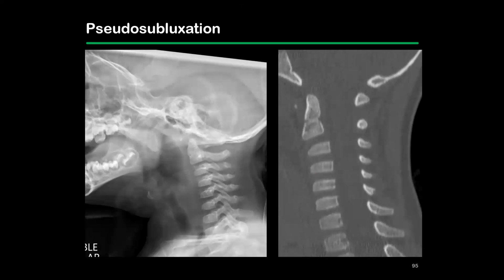We see this in kids under 8 because they have very large heads and more lax ligaments. And so what you'll end up seeing is the anterior and posterior vertebral body lines may be a little bit offset, but as long as the spinal laminar line is intact, then you're fine. They're good, they're normal, it's just a normal variant.